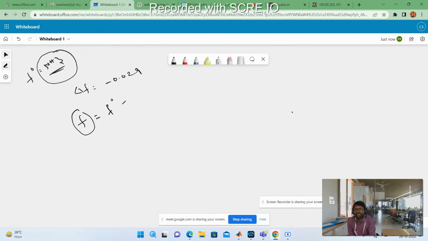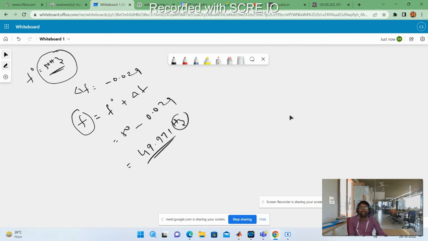Perfect. Your new system frequency F equals F naught plus delta F. So that is equal to, with F naught equal to 50 and delta F equal to minus 0.029, 49.971. So this is your new system frequency under the steady state condition. Good. Hope you understand.